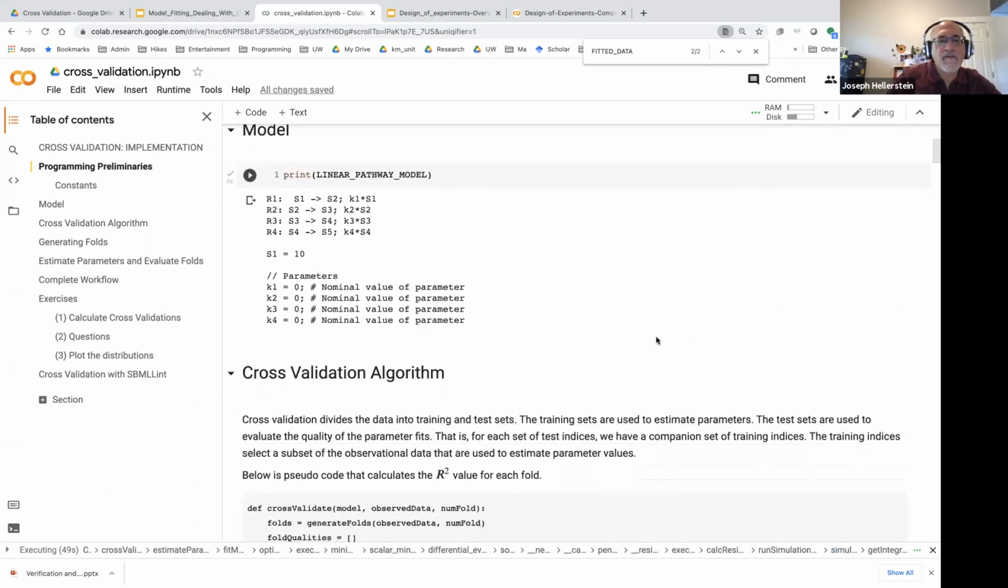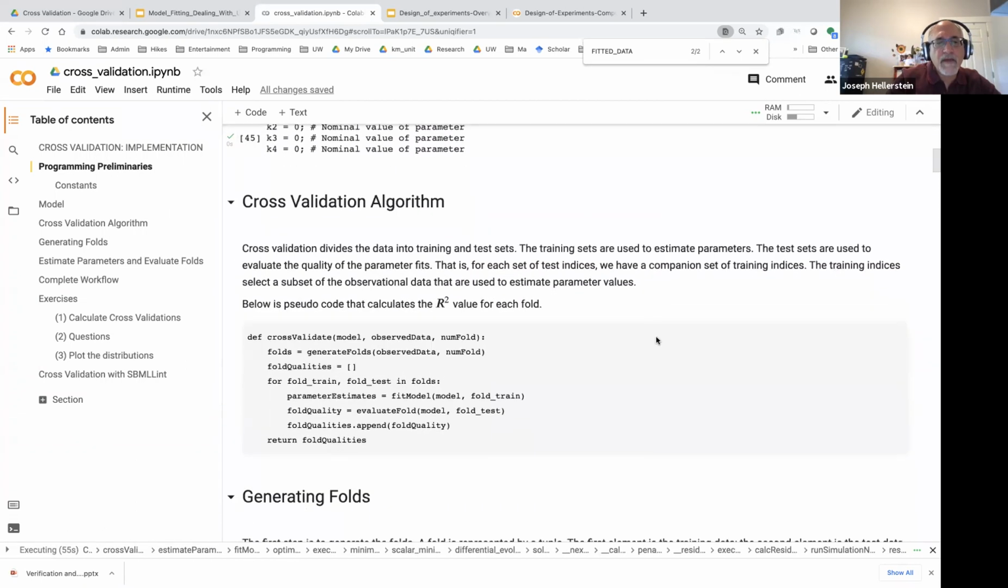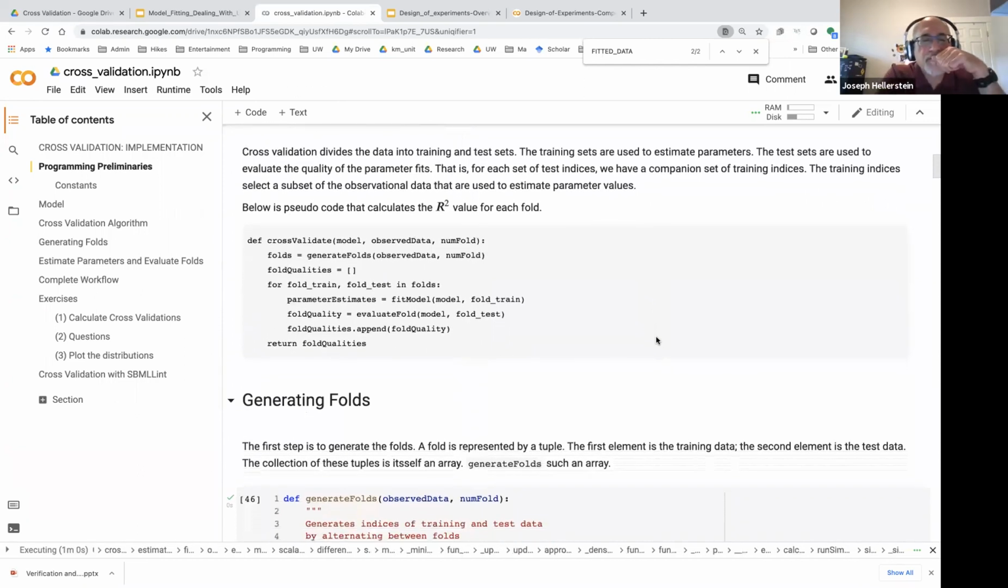Here's the model I'll use as the running example. This is a linear pathway model, and you've seen that one before. Here's the high-level algorithm that I use for cross-validation. For those of you with less exposure to programming and software, this is what we call pseudocode. It's not something that you could really run, but wherever we don't know exactly what we're doing, we just say it in English. This is pretty close, but probably not exactly right.